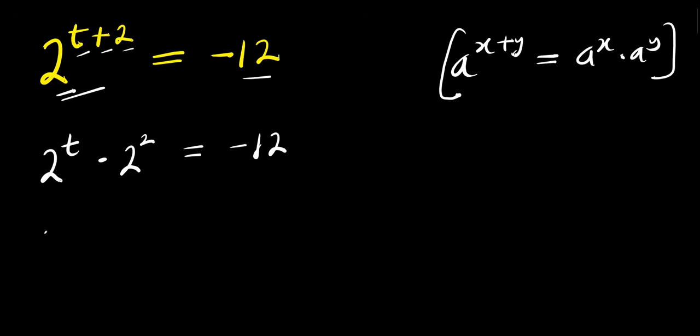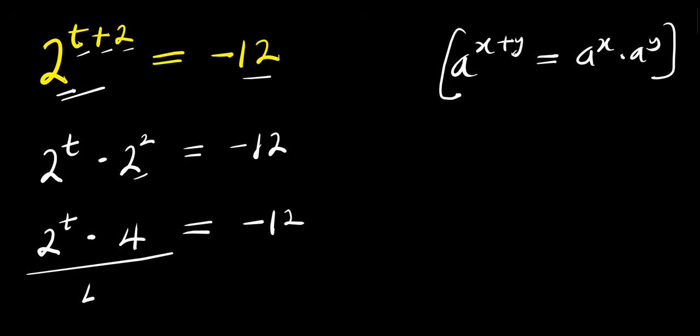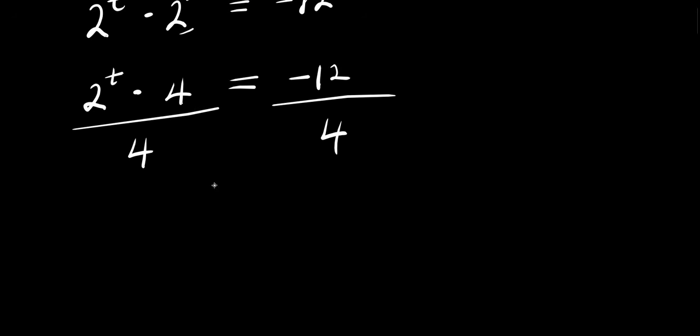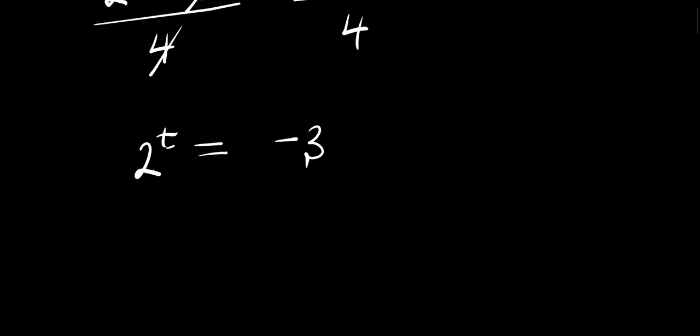From here, I have 2 power t times 2 power 2, here is 4, equals negative 12. I divide this by 4, I divide this by 4. 4 eliminates 4, I have 2 power t equals negative 12 divided by 4 is negative 3. At this point, I apply natural log. Natural log of 2 power t equals natural log of negative 3.